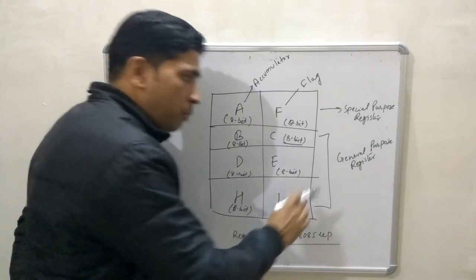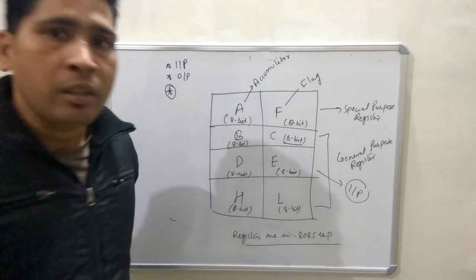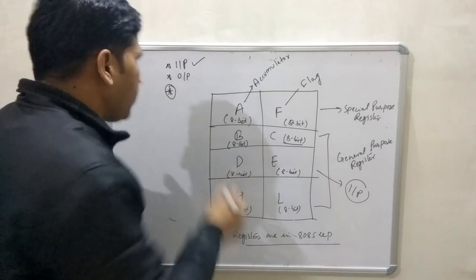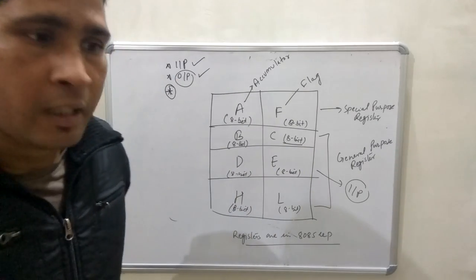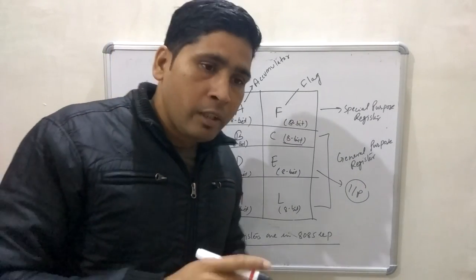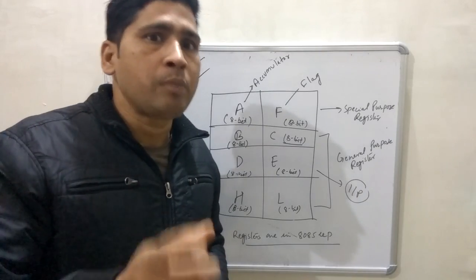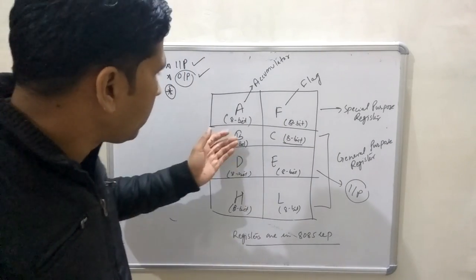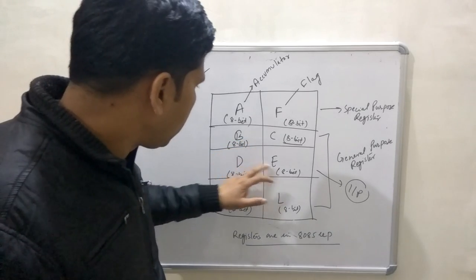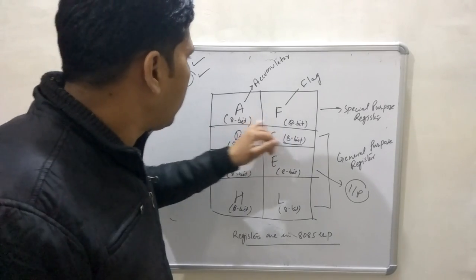Basically, these are general purpose registers because they only store input by default. The accumulator is called a special purpose register. Why? Because the accumulator can store input, it stores output by default, and the third and main property is that without using the accumulator, you can't perform any operation in the microprocessor. Suppose you are subtracting two numbers, or multiplying two numbers, or adding two numbers. It is required that one number must be in the accumulator and the second number you can store in B, C, D, H, L as you want. These registers B, C, D, H, L are general purpose registers. The flag is called a special purpose register.